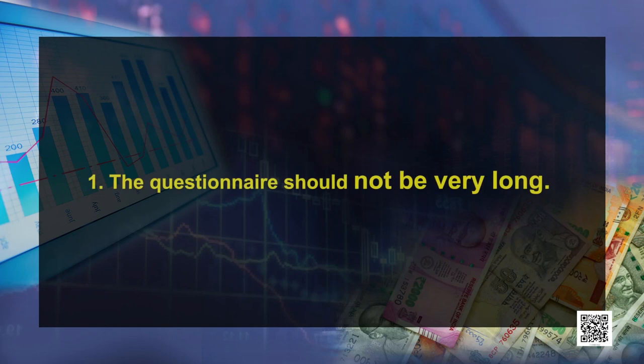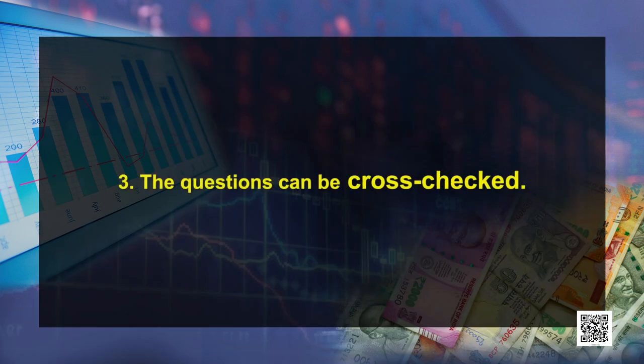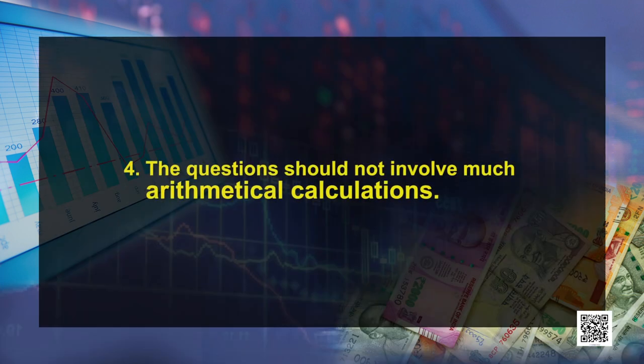While preparing the questionnaire, the following points should be noted. Number 1. The questionnaire should not be very long. A lengthy questionnaire may tire out both the enumerator and the respondent. Number 2. The questions to be included in the questionnaire must be precise and short. Vague or ambiguous questions must be avoided as they would provide inaccurate information. Number 3. The questions should be framed in such a way that they can be cross-checked with other questions in the questionnaire. Number 4. The question should not involve much arithmetical calculations for the enumerator or the respondent.